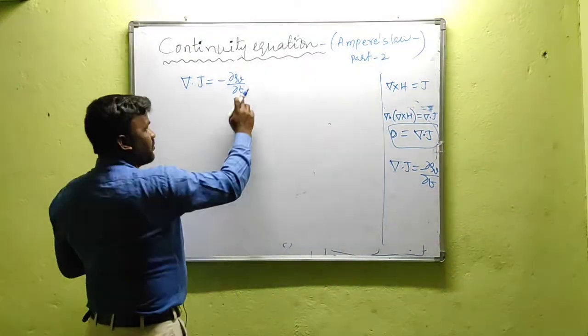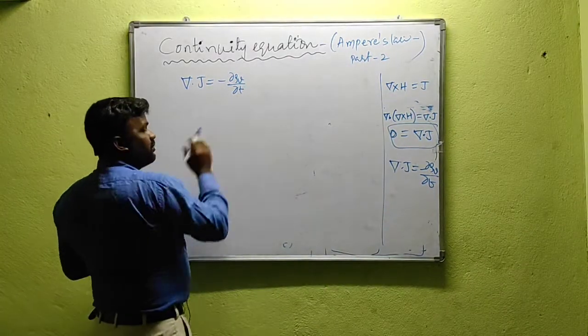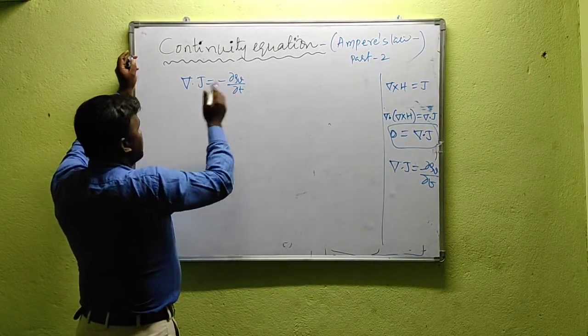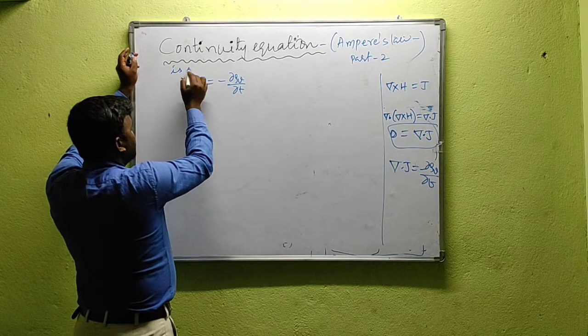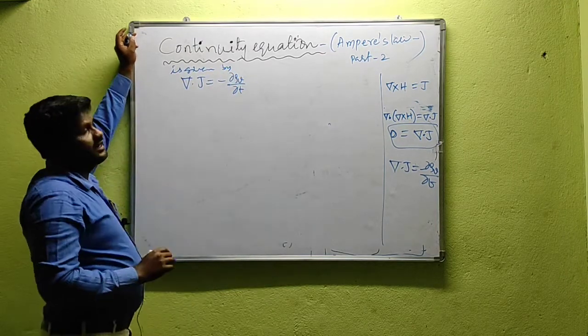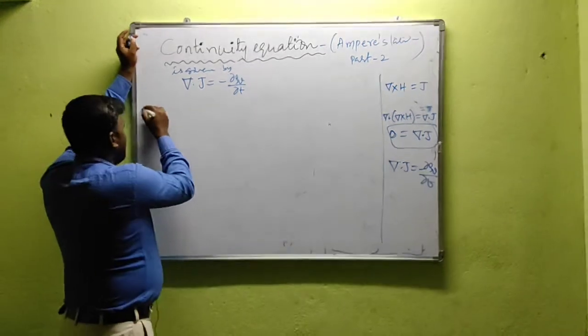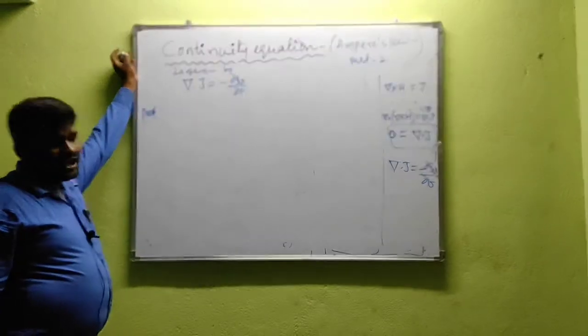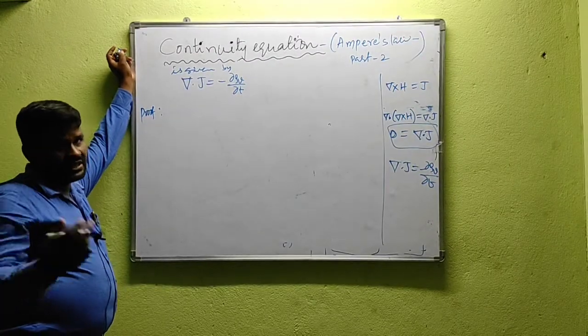In this video we will prove del dot J equal to minus dou rho v by dou t. This is nothing but the continuity equation, given by del dot J equal to minus dou rho v by dou t. Let us go for the proof of this. What is meant by the continuity equation? The continuity equation is derived from the law of charge conservation.